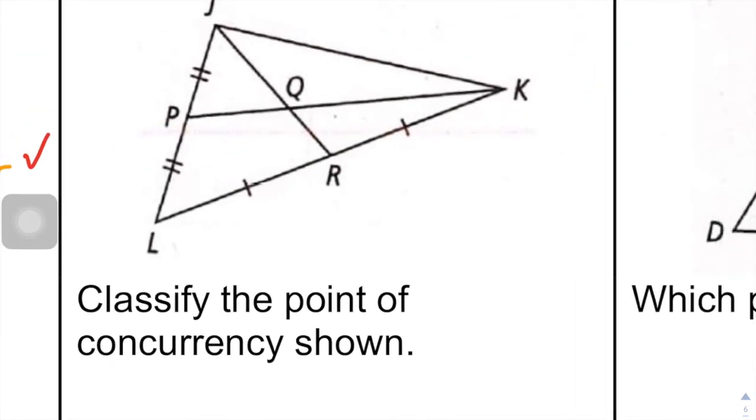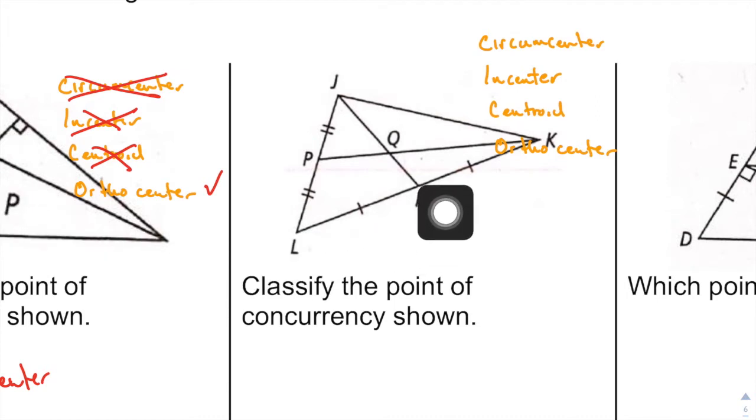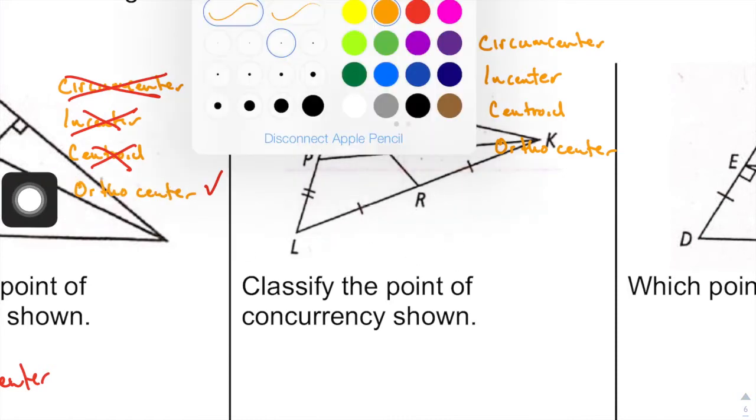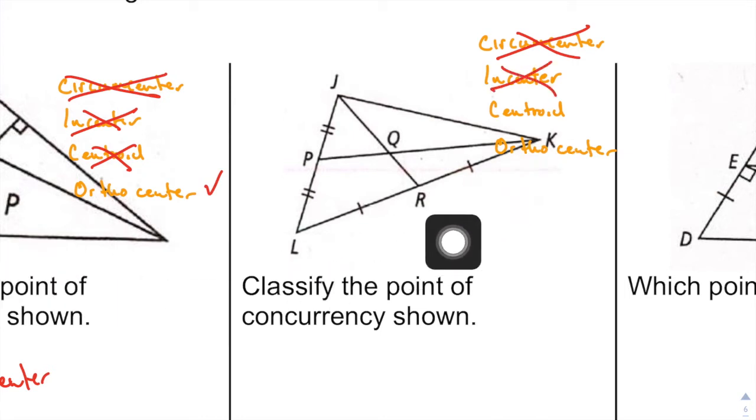All right, taking a look over here, classifying the point of concurrency shown. So if I follow this list again, it could be a circumcenter. So again, I don't see any perpendicular, but I do see bisecting. So I know R is a midpoint and P is a midpoint. So immediately I know circumcenter is out. Incenter is out because I don't see the angles bisected. Centroid, I do see that R is a midpoint and P is a midpoint, and P is connecting to the opposite corner. R is connecting to the opposite corner. Looks like it's a centroid then to me. So centroid is our choice.